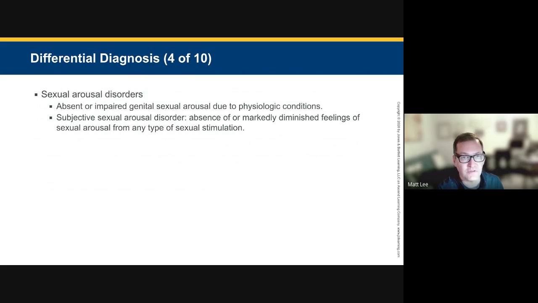Okay, let's talk about sexual arousal disorders. That's an absence or impaired genital sexual arousal due to physiologic conditions. Kind of, yes. Remember, though, we talked about if there's really no desire, usually desire precedes arousal. If there's no desire, usually you're going upstream. Now, can there be desire and no arousal or limited arousal? Absolutely. And you want to look for those physiological issues. Some of it is vascular, right? Diabetes, hypertension, coronary artery disease. The same problems that are in the arteries there are in the arteries in the genital tract.